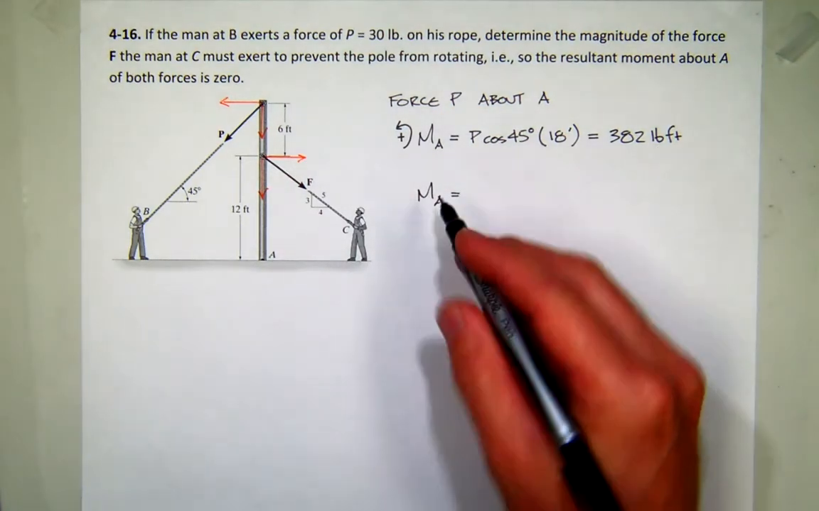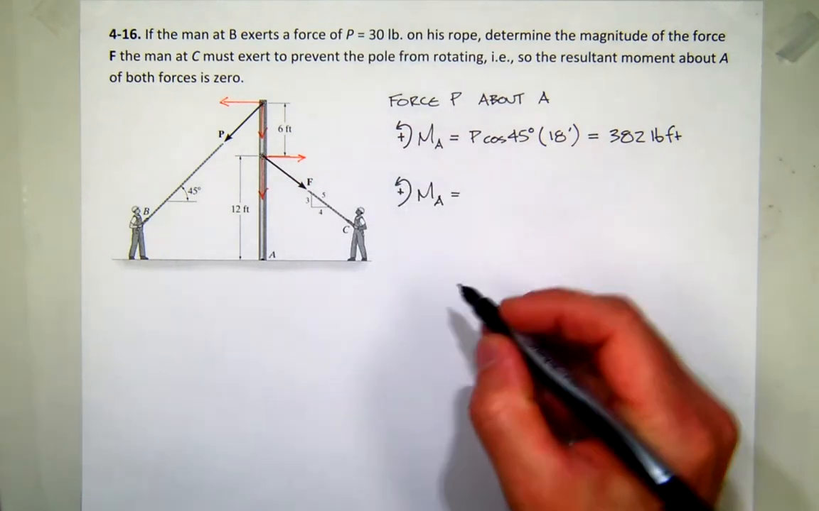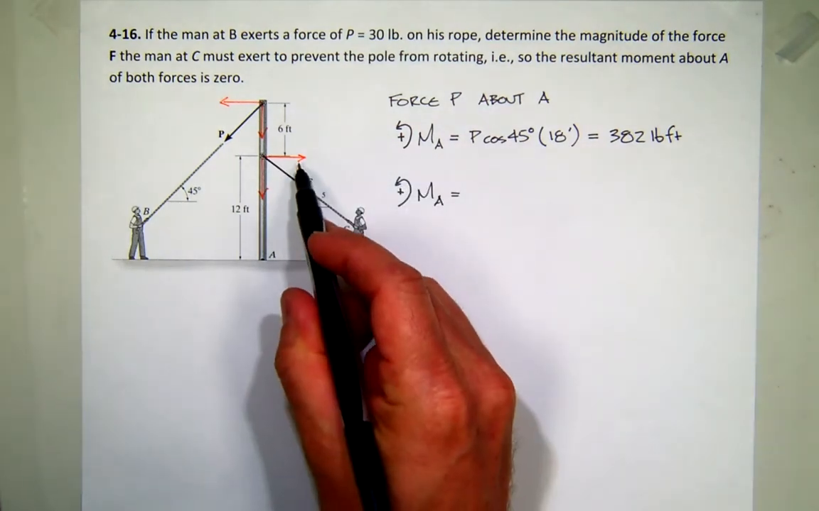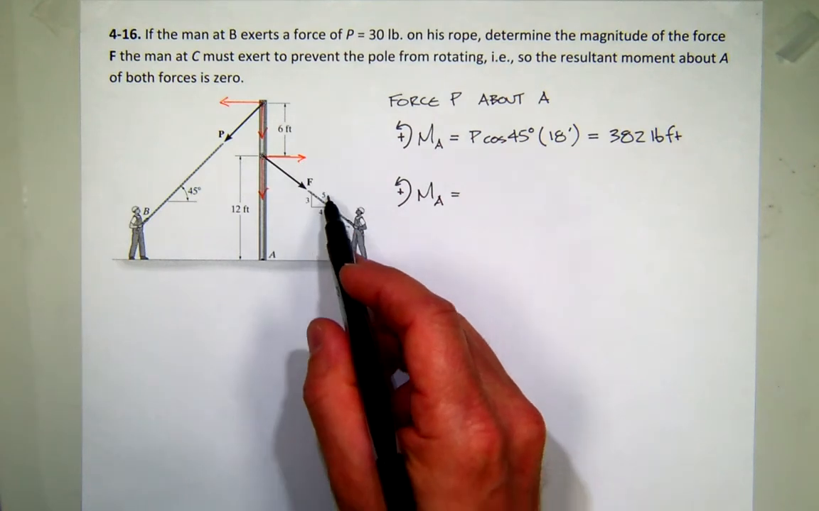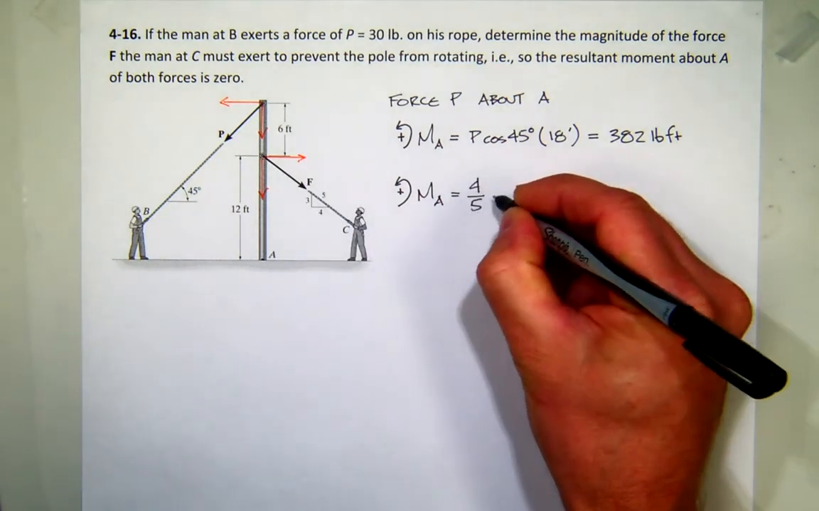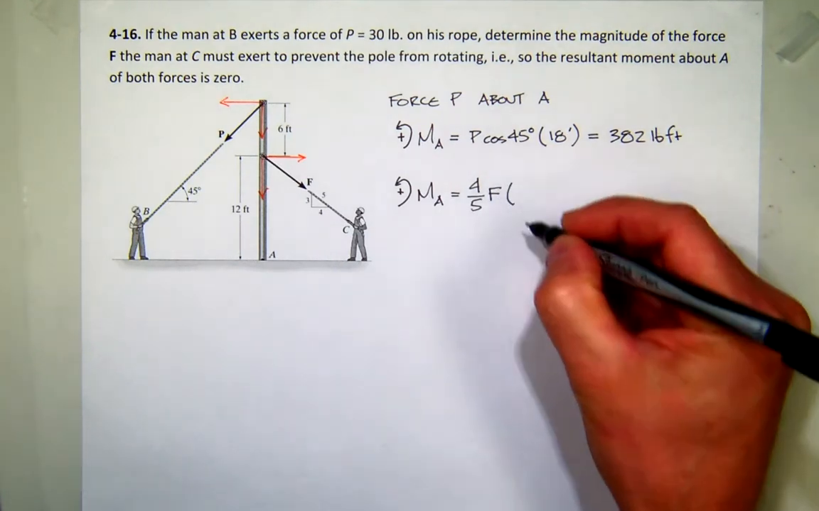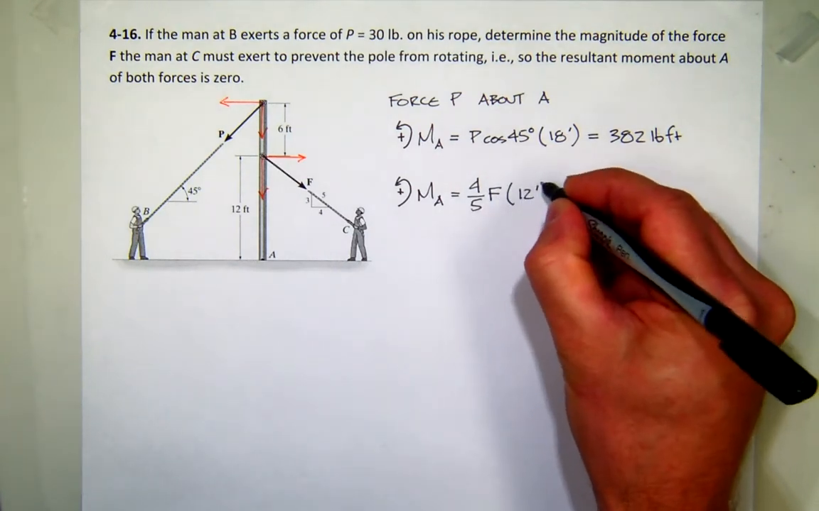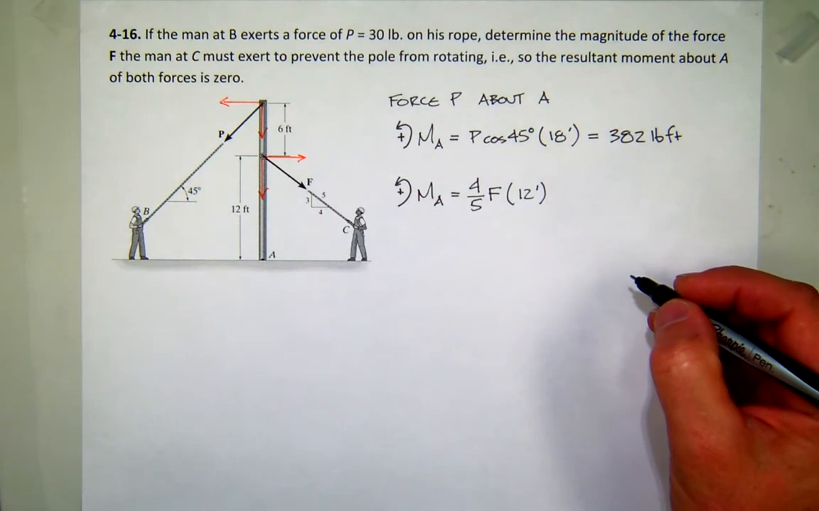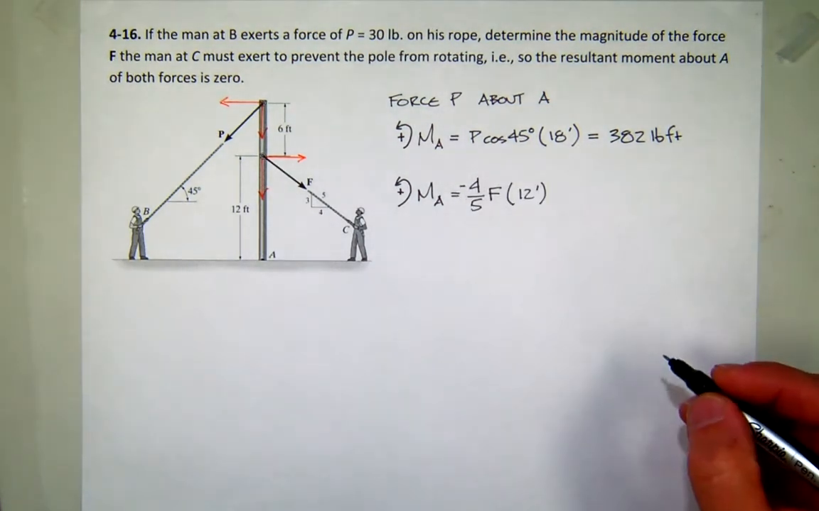The other about A, again, if we're assuming positive, so we're going to get this force, the horizontal force here will be 4/5. So I'll have 4/5 of the force F times its moment arm, which is 12 feet. And that's going to be a negative. So those things must balance.